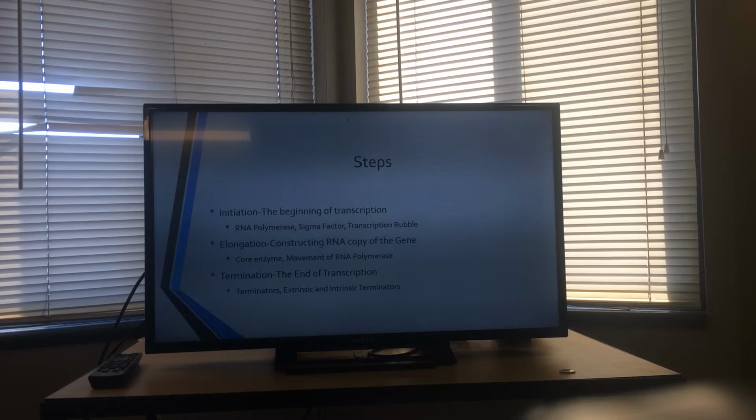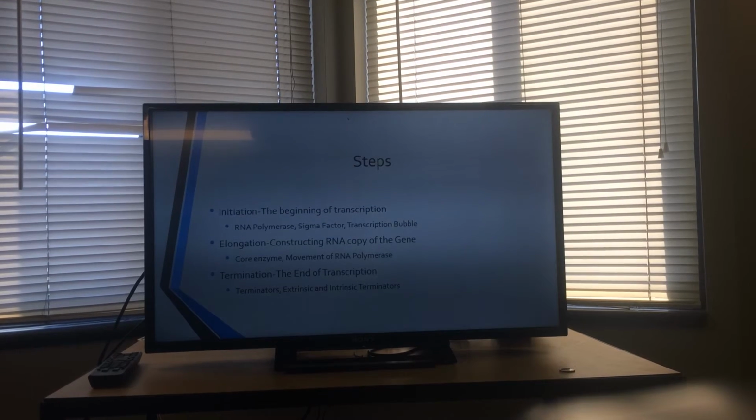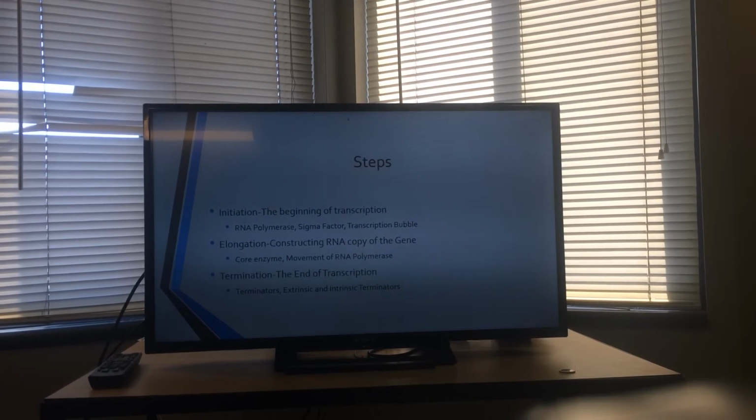Lastly, we have termination. This is the end of transcription. We're talking about bacteria here, so prokaryotes. And in prokaryotes, there are two types of terminators. There's extrinsic, which is rho dependent, and intrinsic, rho independent. Basically, these are your ability to end transcription.